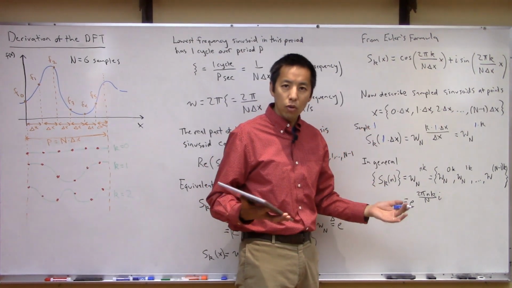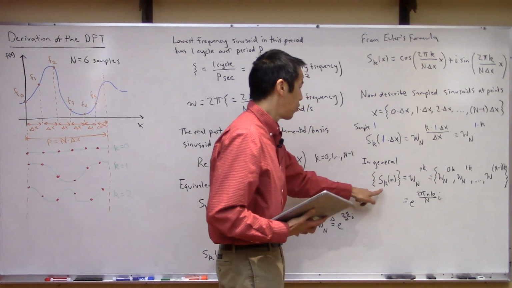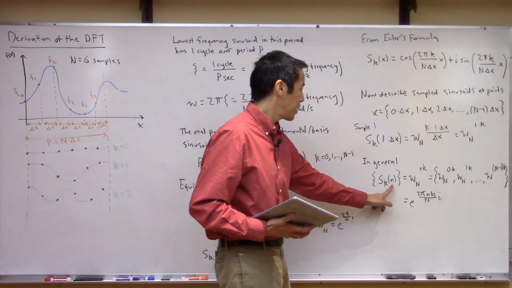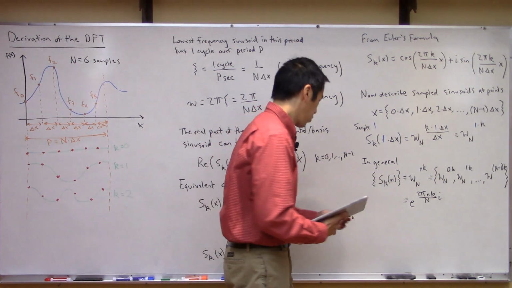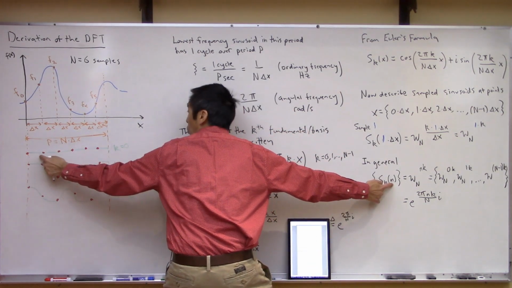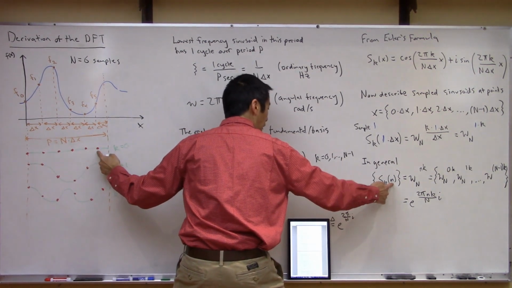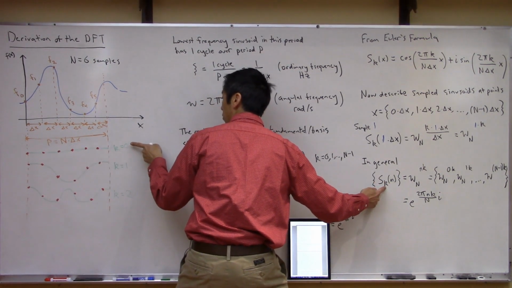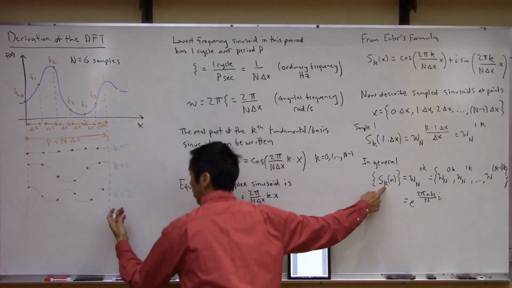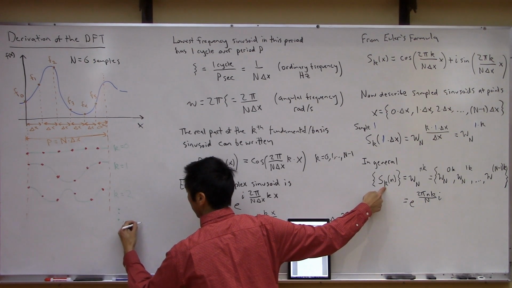So in general, you can generalize this. You can describe every single one of these red dots with this sequence description. To get the nth sample, n is going to run from 0, 1, 2, 3, all the way to n minus 1. And this index k goes from k equals 0, 1, 2, all the way to k equals n minus 1.